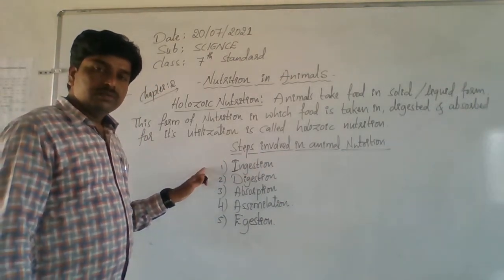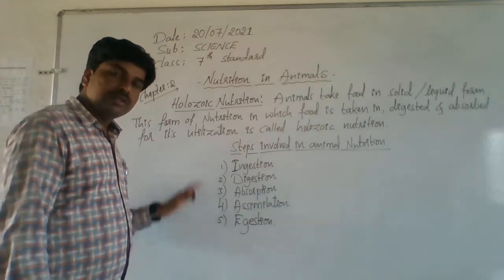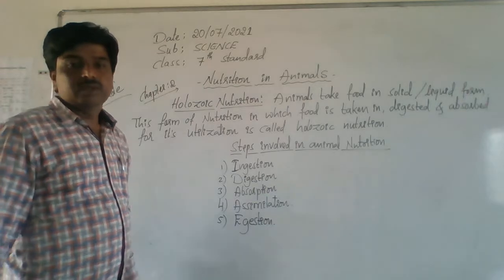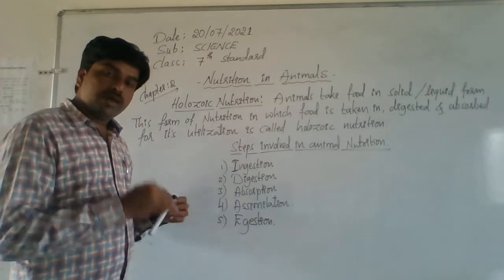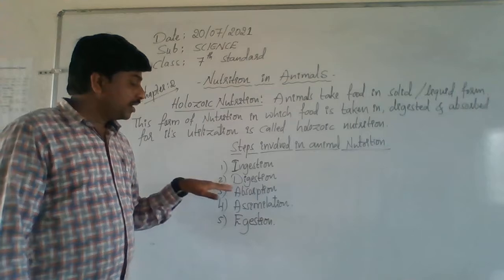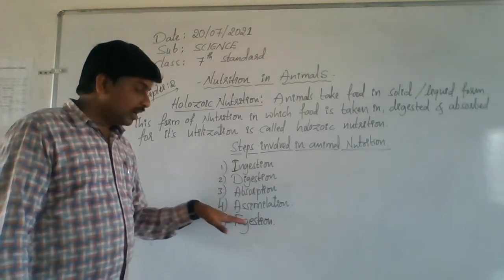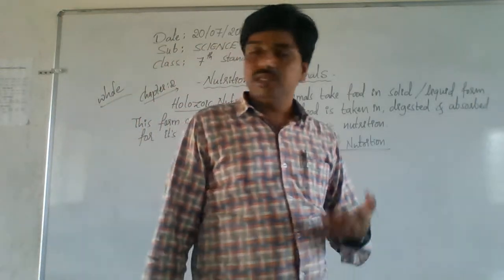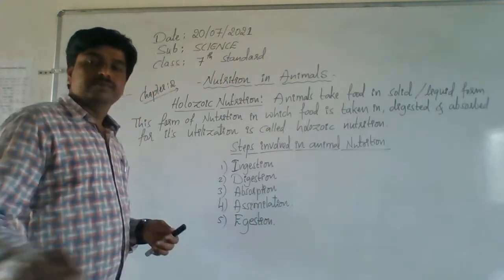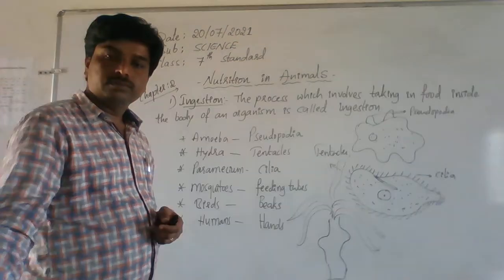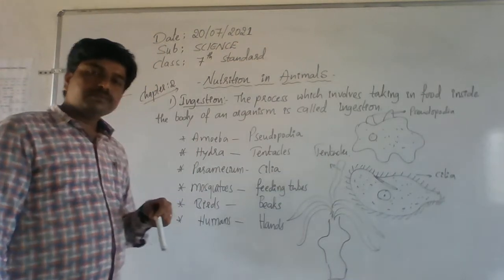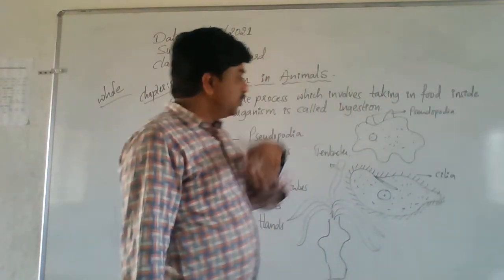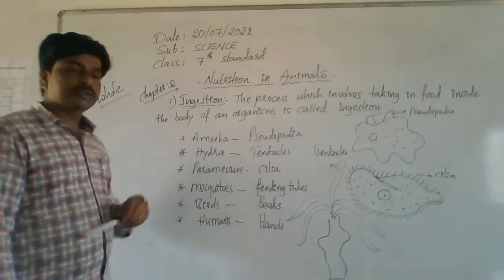Clear or no? After these 5 steps happen in our body, finally energy is released. Let's see each step one by one. What do you mean by ingestion, digestion, absorption, assimilation and egestion? What exactly happens in each step? Let us see. Ingestion is the first step. Let's see what exactly ingestion means.